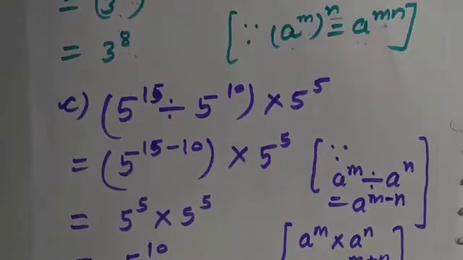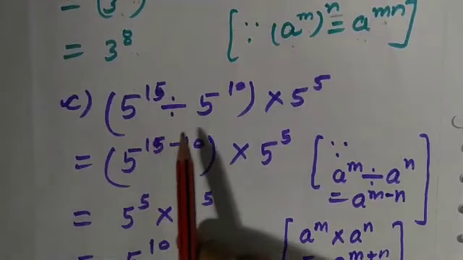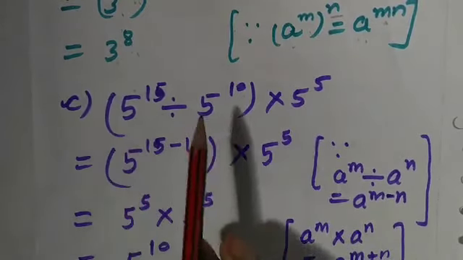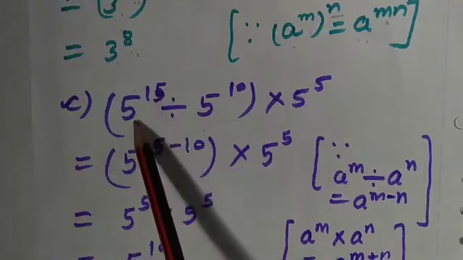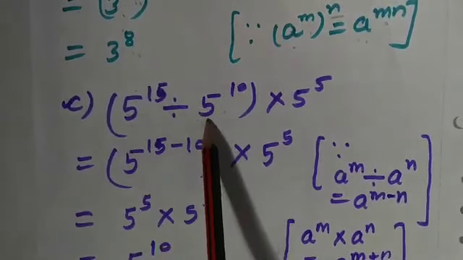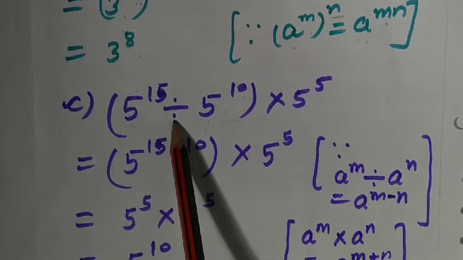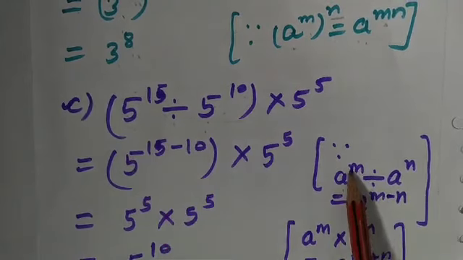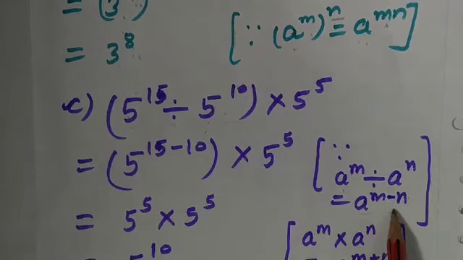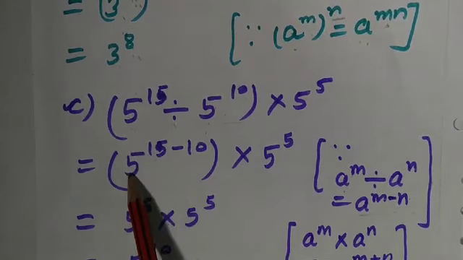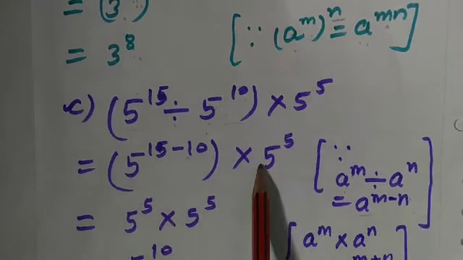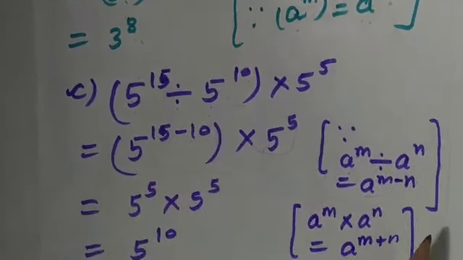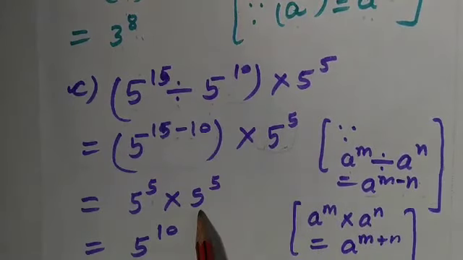Now come to C part. C part we are having is 5 to the power 15 divided by 5 to the power 10, into 5 to the power 5. Here again I have to solve the bracket using BODMAS. So we have two exponential numbers having same base and in between we have division. So I will apply the law of exponent a raised to the power m divided by a raised to the power n, then the powers get subtracted. So here it will be 5 raised to the power 15 minus 10, and this remains same because I am only solving the term which is in the bracket. So it will be 5 to the power 5 into 5 to the power 5.